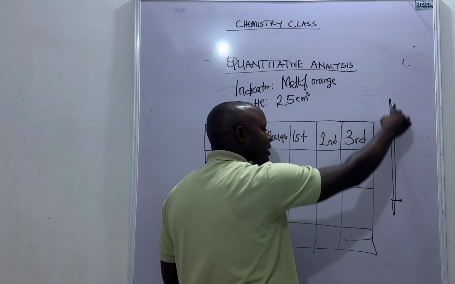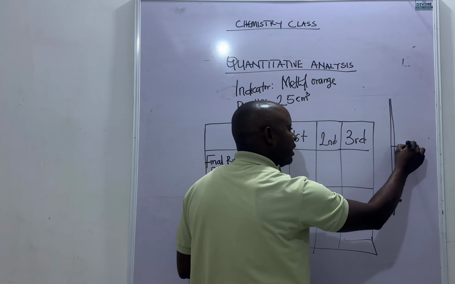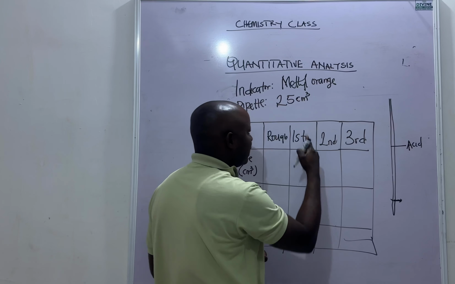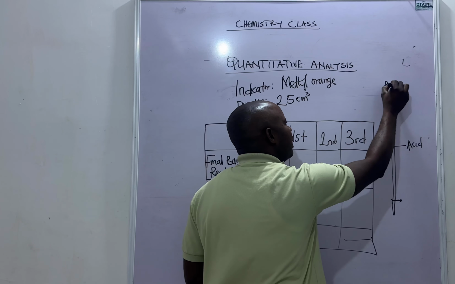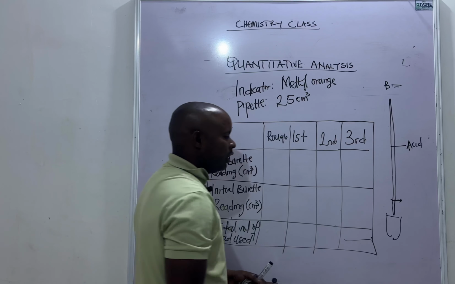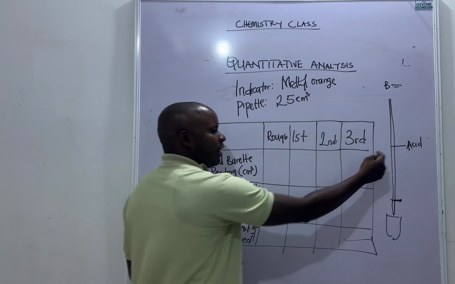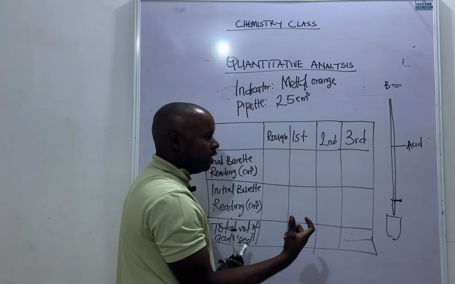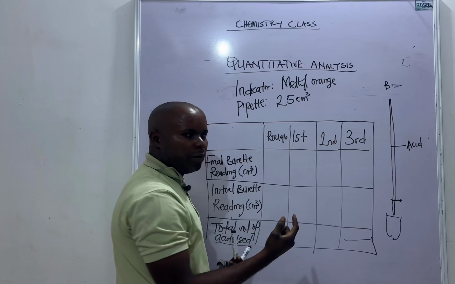So you feed the acid. The acid is always placed in the burette. So we pipette the base, which is the B. We use the pipette and place the conical flask here, for instance. So as you are releasing, the essence of this rough is to fast track your work. In this rough, you're not going to use it for your calculation.